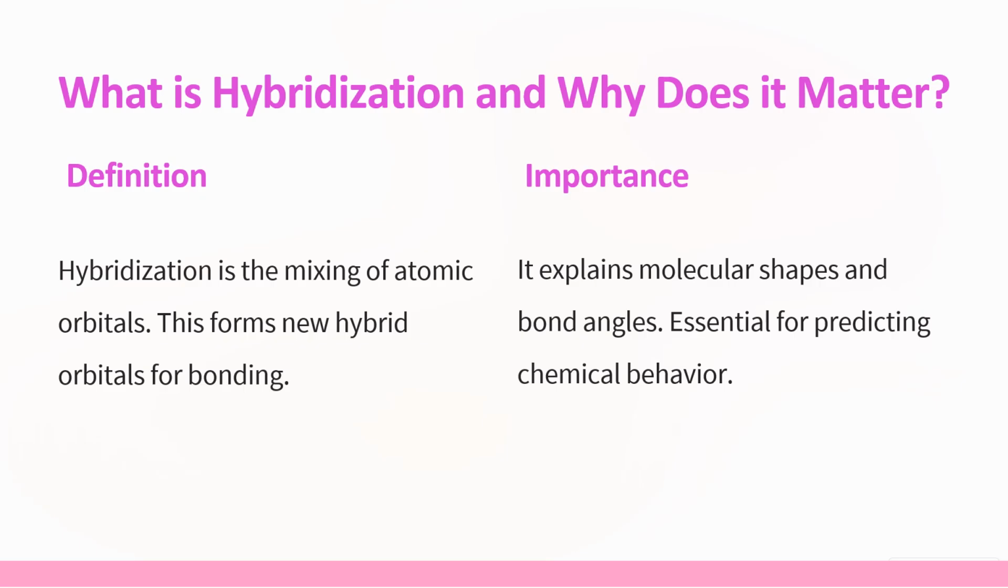so important in chemistry. Hybridization is the process where atomic orbitals mix together to form new hybrid orbitals. This allows atoms to bond in ways that are more stable and suited to forming molecules. So, why does hybridization matter? Well, it explains how molecules take on specific shapes and bond angles. Understanding hybridization is essential for predicting how atoms will bond in different molecules, and it helps us figure out their chemical behavior.